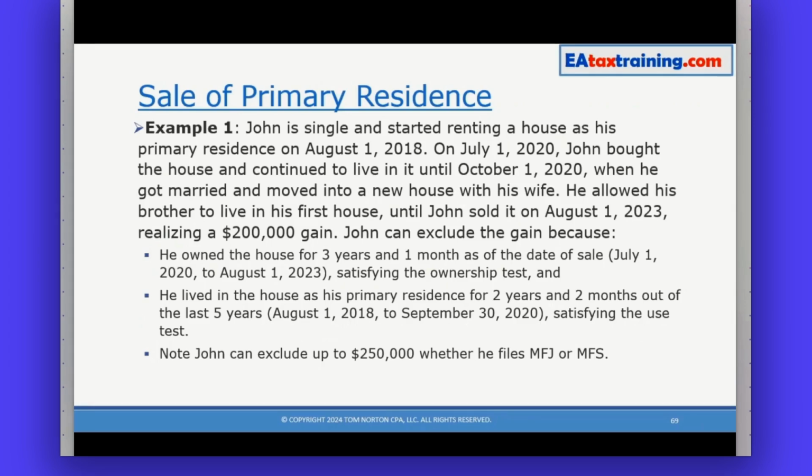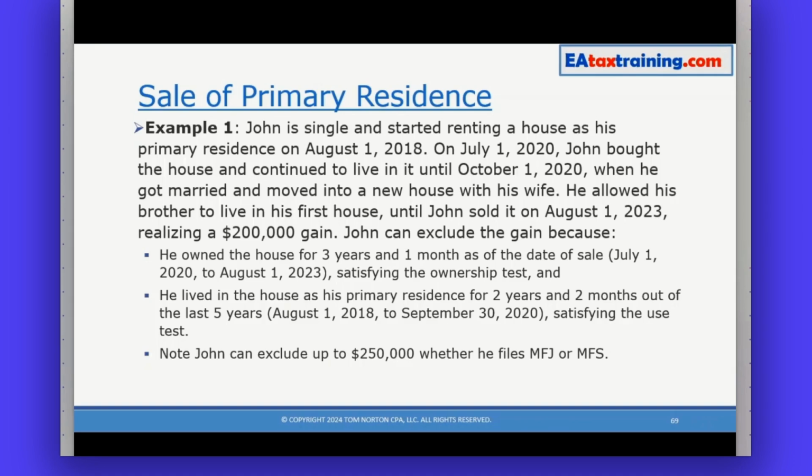So he owned it from July 1st, 2020 to August 1st, 2023. So he satisfied that ownership test. And he lived in the house as his primary residence for 2 years and 2 months out of the last 5 years. So he lived in it from August 1st, 2018 to September 30th, 2020, satisfying the use test. Now notice, when he first lived in the house, he did not own it. He was renting, but it doesn't matter.